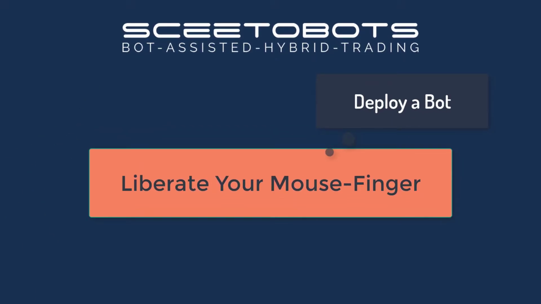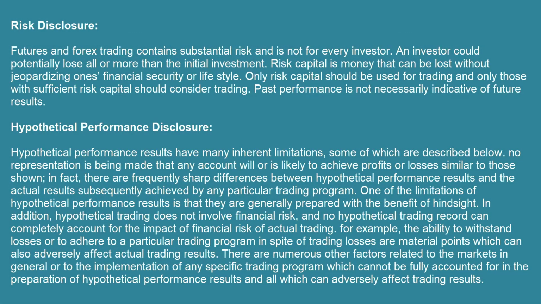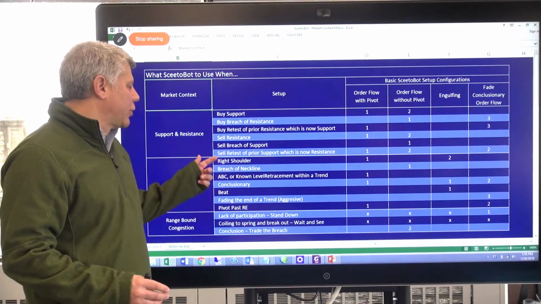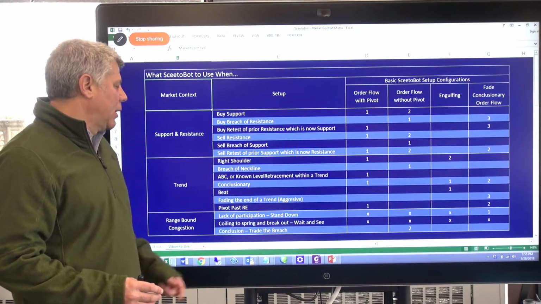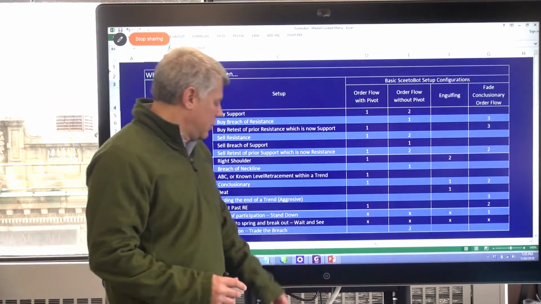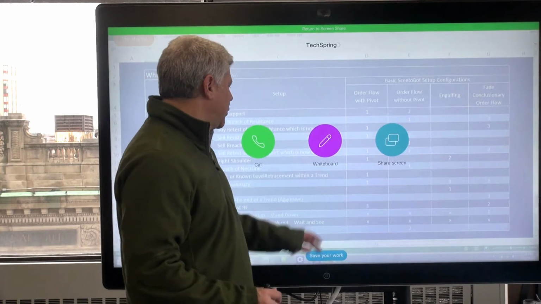In this episode, we review examples of conclusionary order flow. So we could look at some examples of, in a trend, what bots you might want to use, either at the right shoulder or a breach of neckline or a conclusionary. So let me go over here and we're just going to build a trend real quick.